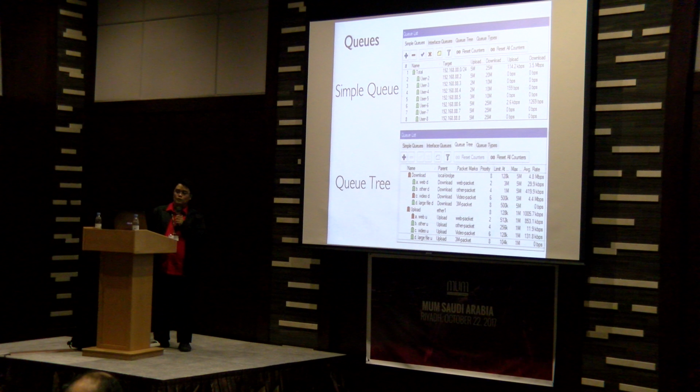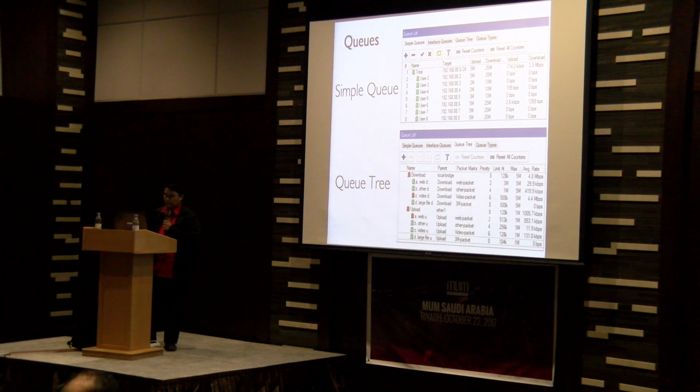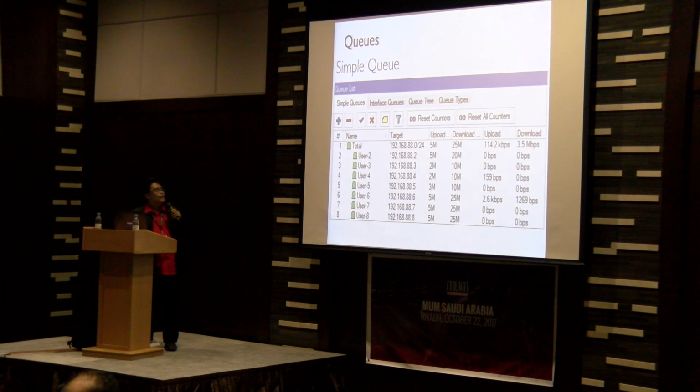In RouterOS, we have two facilities for managing traffic. One is simple queue, and one is Q3. So in simple queue, we could manage them via IP address. So here you can see that I'm using a parent and child. So the users under here, user 2 up to 254, they're under the parent of total. I will show you how.